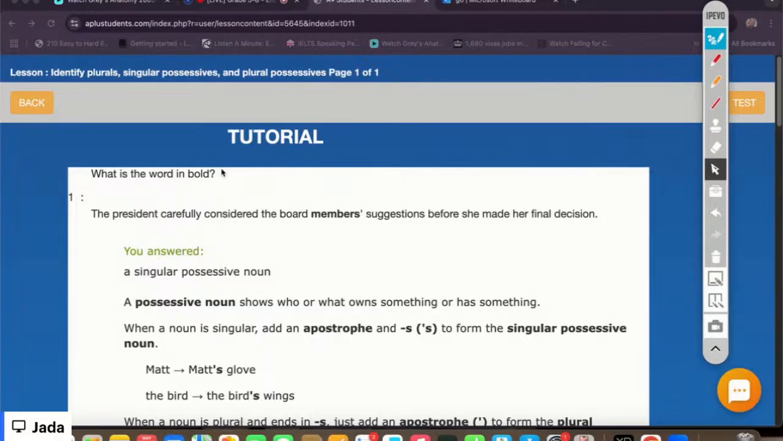All right. So, what is the word in bold? The president carefully considered the board member's suggestion before she made her final decision. So, this is the word in bold, and this is what, a plural possessive noun. Okay.